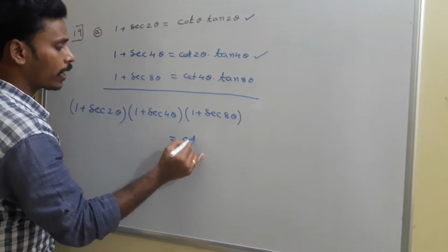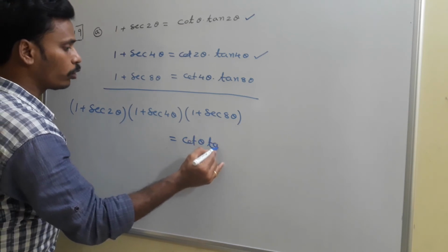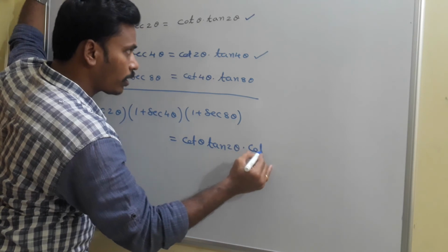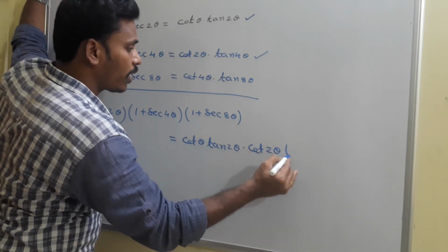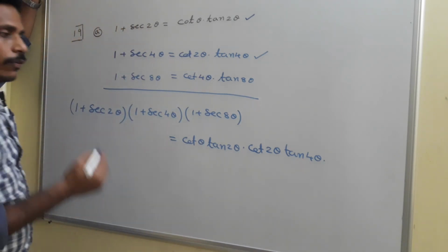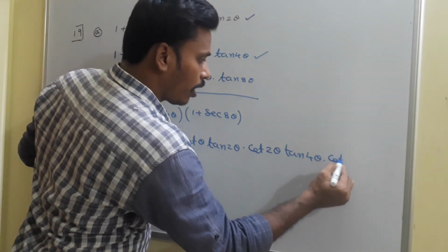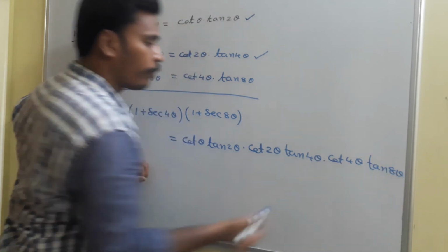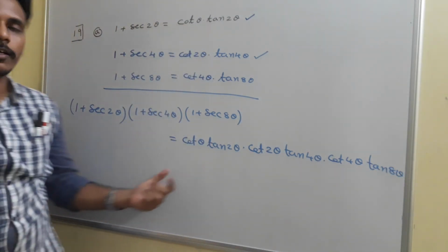Cot theta into tan 2 theta is the first term, into the second one. The second one is cot 2 theta into tan 4 theta. The second one is over, right? And then the third one is cot 4 theta into tan 8 theta. See, the product of these three is that product.